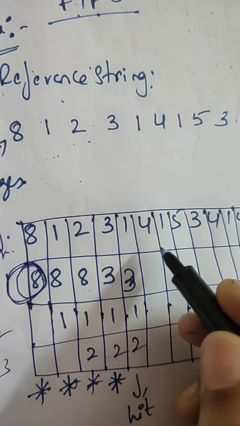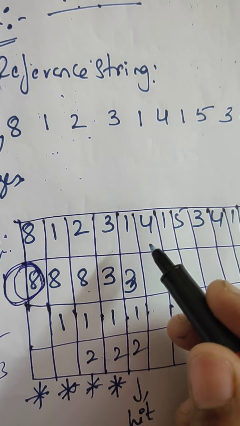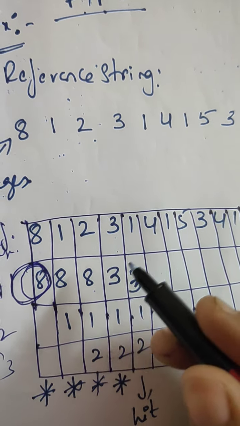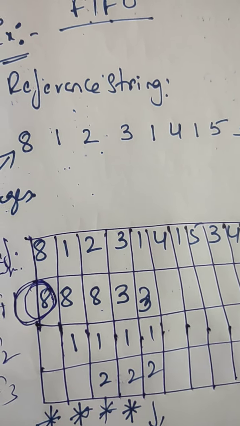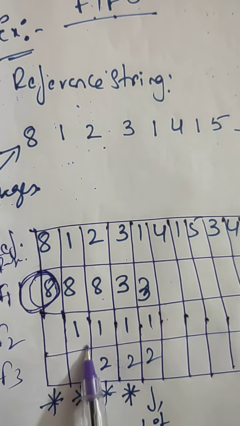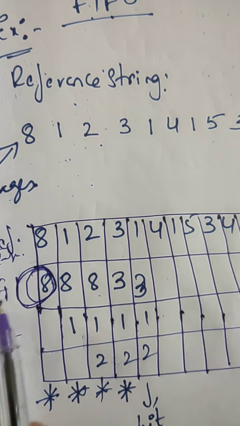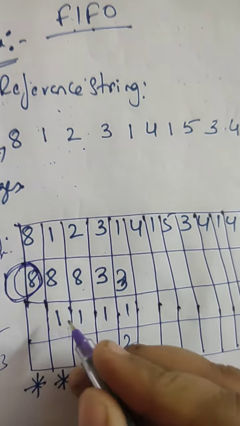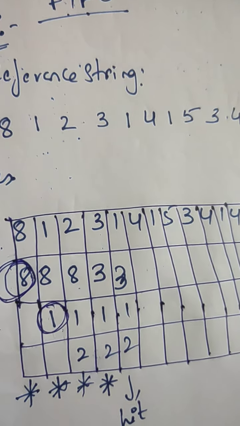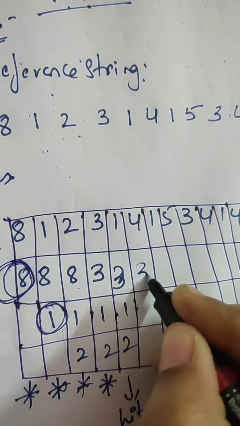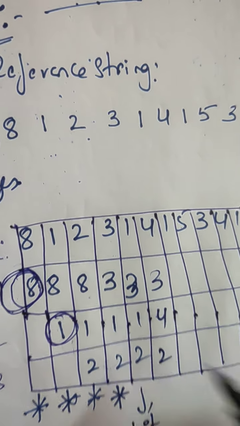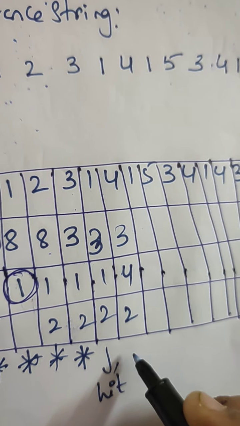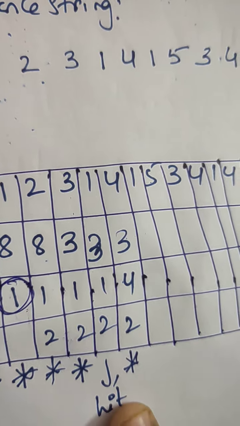Now the next page is 4. This page does not exist here and the capacity is full. So what we have to do: after 8, the 1 was entered, so it is already the oldest. Just delete 1, and in the place of 1 write down 3 4 2. Put the same page fault symbol.